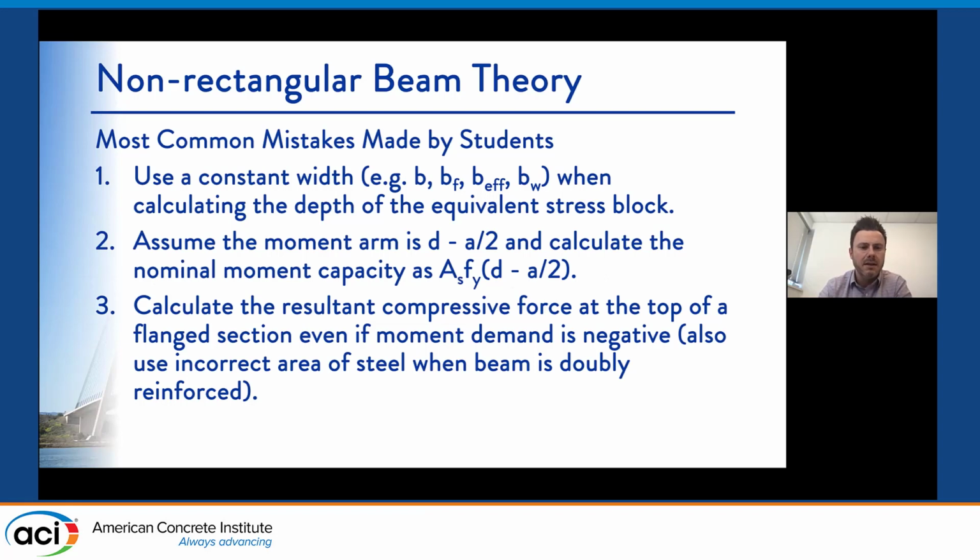The second one is that they assume the moment arm is d minus a over 2, and they run with it. And they calculate the nominal moment capacity as As fy times d minus a over 2 because that's what they were taught when they did rectangular beams. And then lastly, they calculate the resultant compressive force at the top of the flange section, even if the moment demand is negative. And sometimes they even use the incorrect area of steel when the beam is doubly reinforced. So maybe you have a negative moment situation, but they're still using the rebar in the bottom of the beam to calculate that capacity. And so it's important for them to understand these differences with non-rectangular beams.